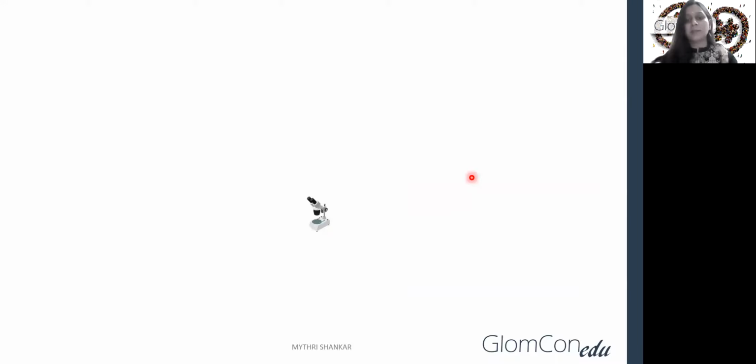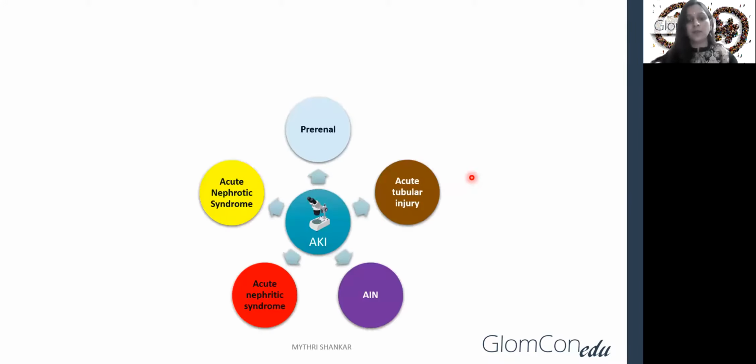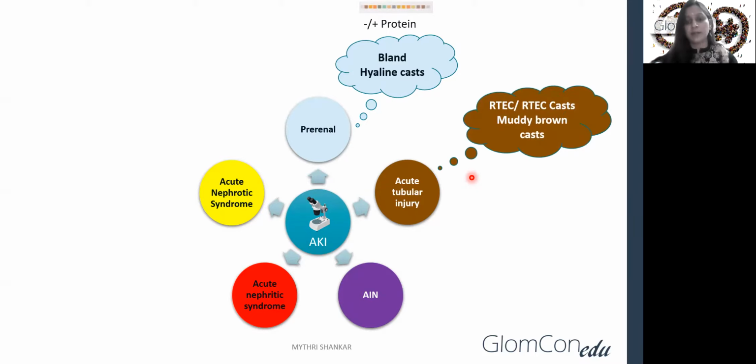Hence, summarizing my entire talk for today, urine microscopy findings in acute kidney injury. In prerenal AKI, the urine is usually bland or sometimes we may see hyaline casts, and on dipstick, negative to 1 plus protein. In acute tubular injury, we may see renal tubular epithelial cells, their casts, fine, coarse and mixed granular casts, muddy brown casts, and on dipstick, negative to 1 plus protein.